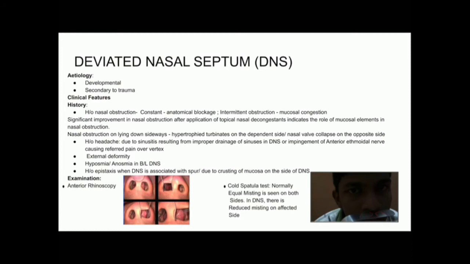Examination: the deviation of the nasal septum may be observed on anterior rhinoscopy. Cold spatula test is performed. Normally, equal misting is seen on both sides as shown in the picture. In DNS, there is reduced misting on the affected side. Cotton wool test: it tests dynamic obstruction, that is during both inspiration and expiration. Cottle's test: positive Cottle's test is improvement of the obstruction on pulling on the lateral nasolabial folds. A negative Cottle's test rules out nasal valve collapse.